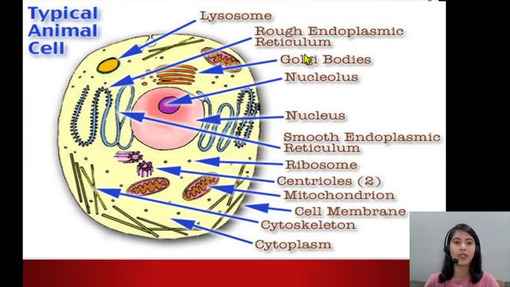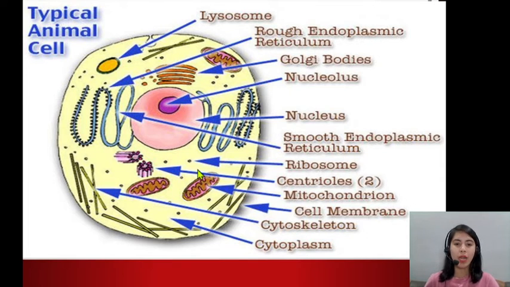Next, we have the rough endoplasmic reticulum or the RER, we also have the smooth endoplasmic reticulum. So kung mapapansin nyo, parehas silang endoplasmic reticulum pero ang pinagkaiba nila yung kanilang texture. Kaya tinawag na rough itong RER kasi may naka-attach sa kanyang ribosomes. At kaya naman tinawag to na smooth ER or smooth endoplasmic reticulum kasi walang naka-attach sa kanyang ribosomes.